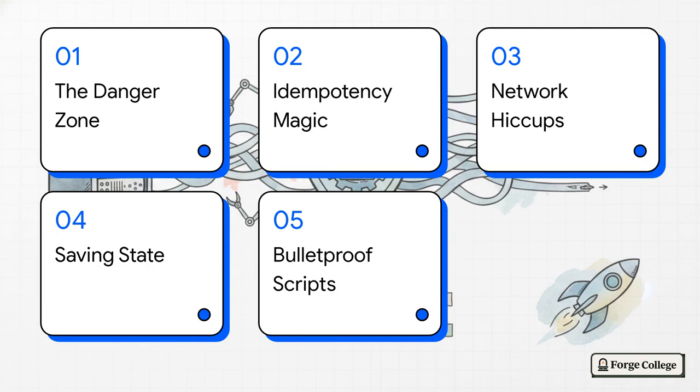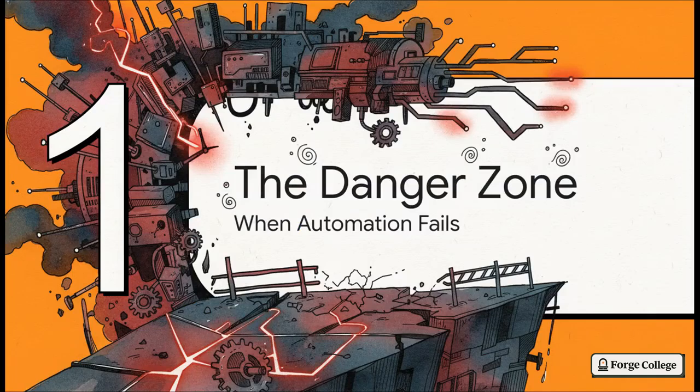We're going to cover 1. The deployment danger zone. 2. The magic of idempotency. 3. Handling network hiccups. 4. Saving your deployment state. And 5. Building bulletproof scripts. Let's jump in. Section 1.